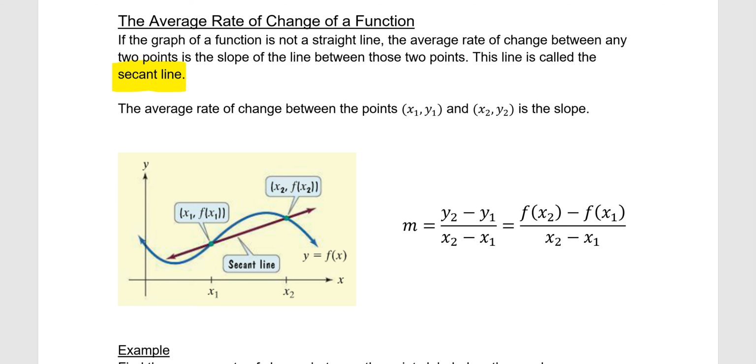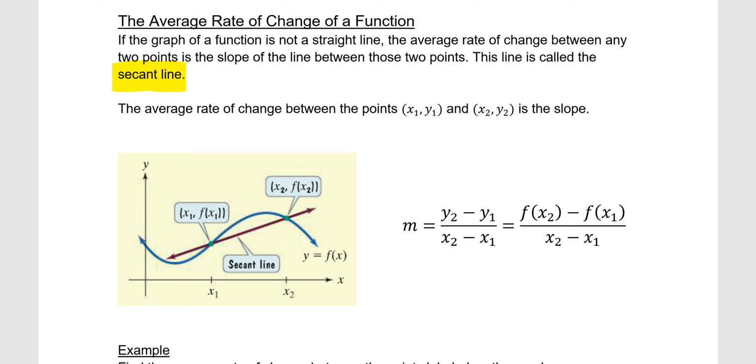Okay, so the average rate of change between the points (x1, y1) and (x2, y2) is going to be just the slope. For a linear function, it was pretty simple because linear functions have constant slopes. No matter what interval you look at, the slope is always going to be the same. But this blue curve on the left is clearly not linear, so the slope is going to be changing as we go.